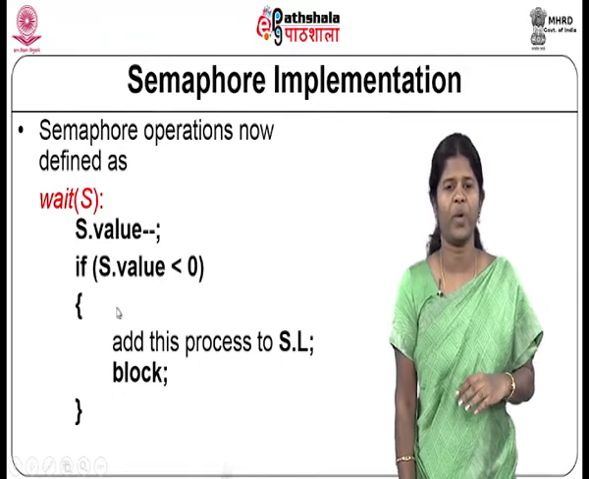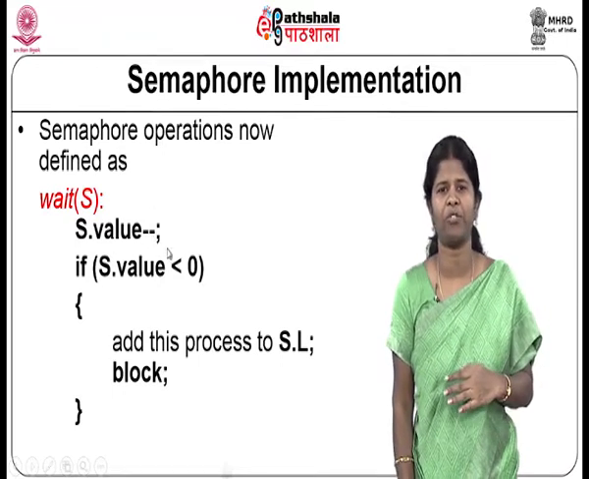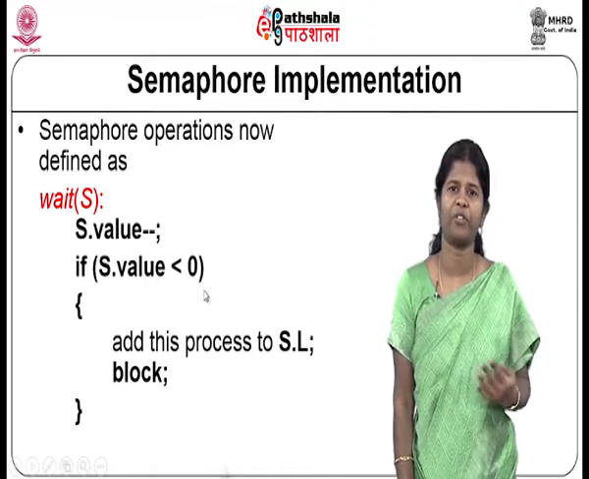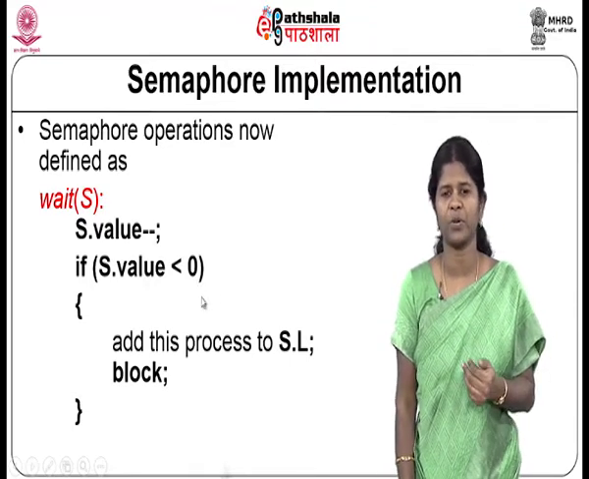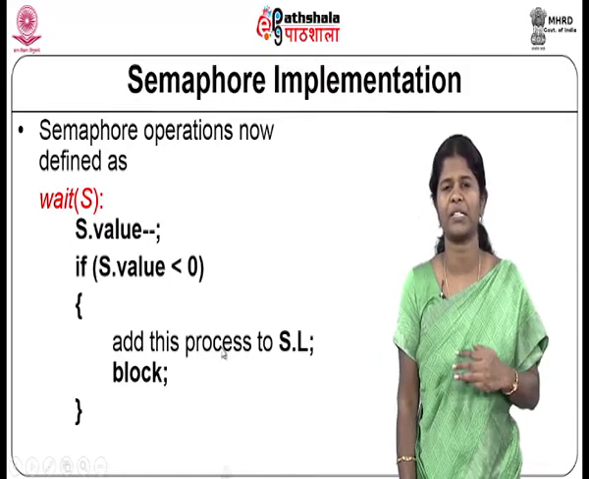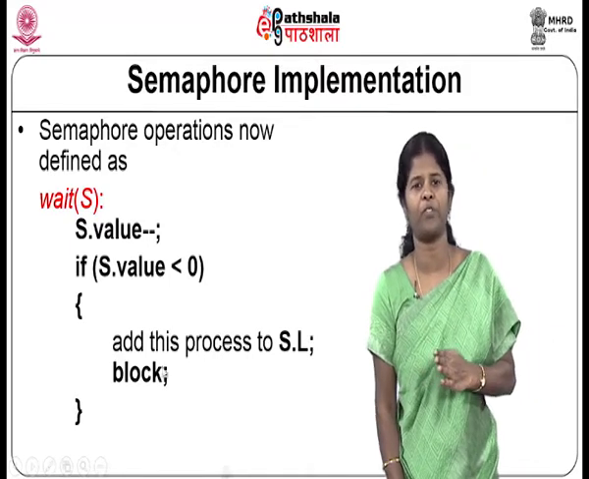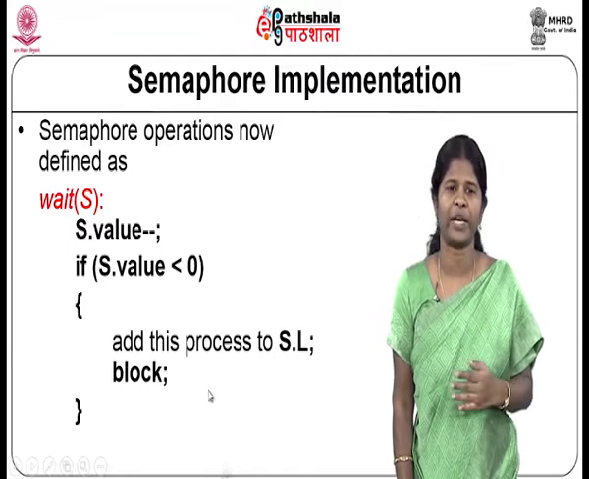So, what is done in wait? You decrement the value of the semaphore and you check if the value of the semaphore becomes less than 0. If it is less than 0, the process cannot access the resource, and hence it is added to the list associated with the semaphore and it is blocked or put to the waiting state.